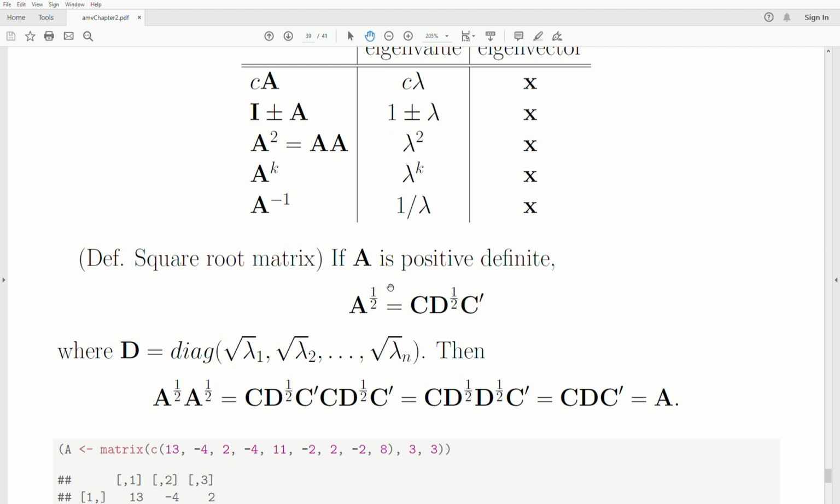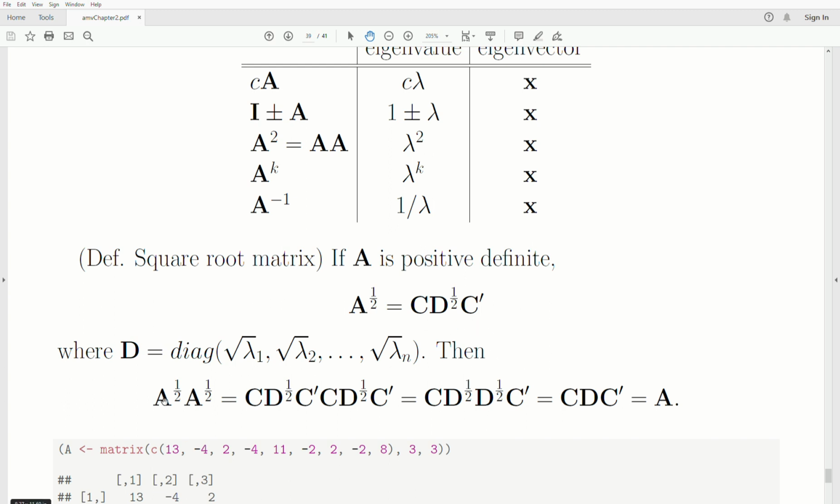And so if A is positive definite, it can be decomposed into this square root matrix, denoted by A to the 1/2, and it's going to be C D to the 1/2 C transpose. Now C are the eigenvectors of A, and D to the 1/2 is a diagonal matrix with the square root of the eigenvalues, and C of course is the transpose of the eigenvectors. Now this is very similar to the spectral decomp, but in the diagonal elements we're taking the square roots of the eigenvalues.